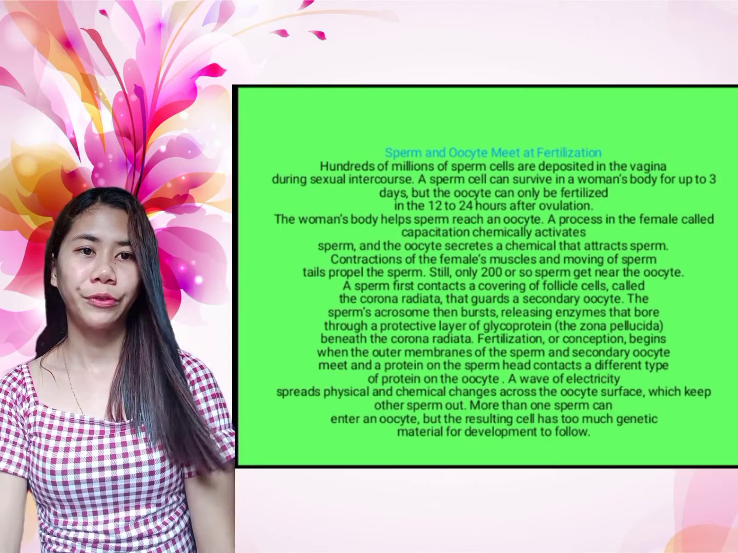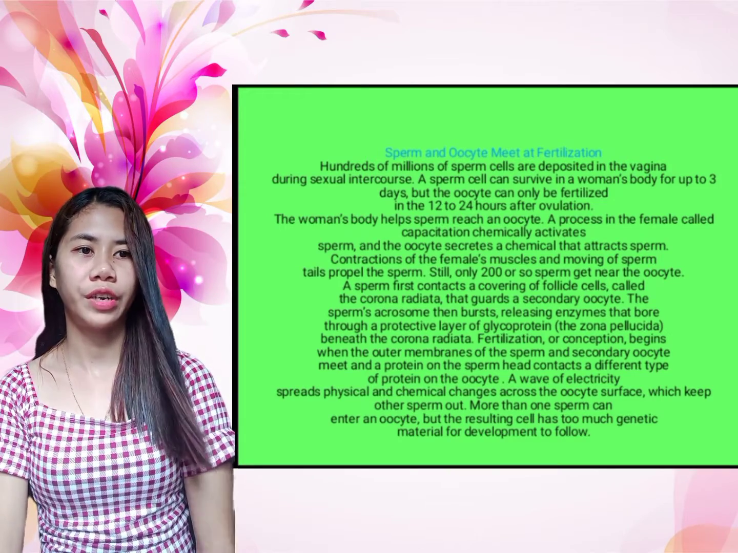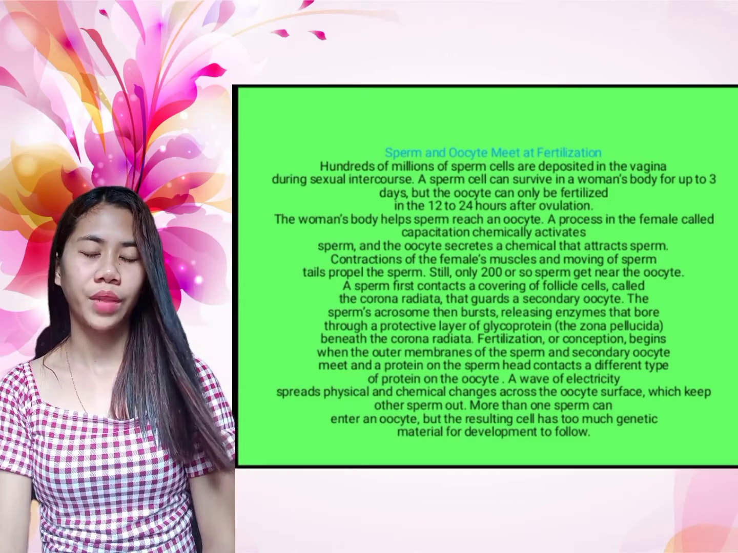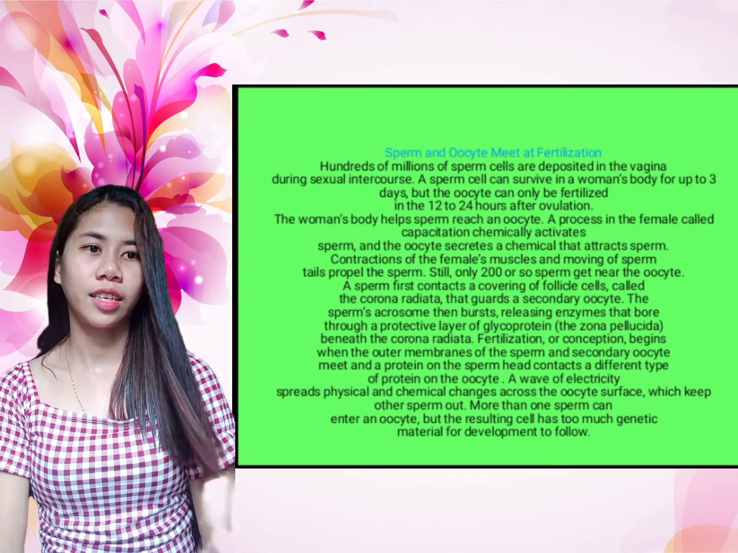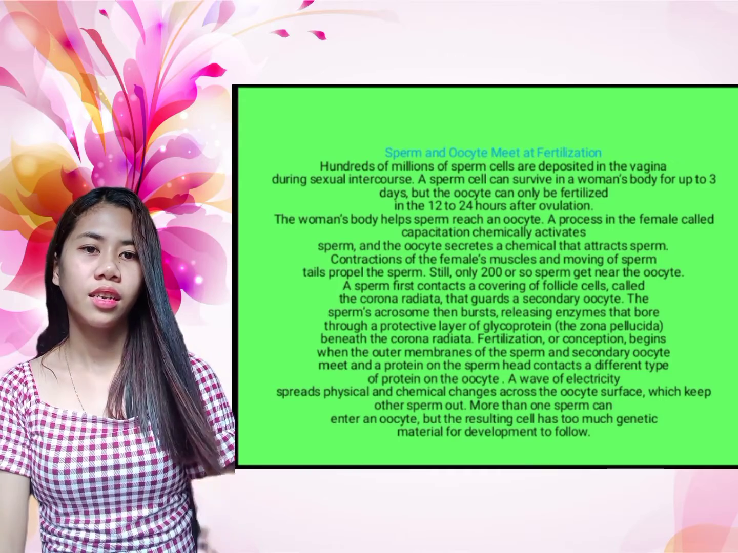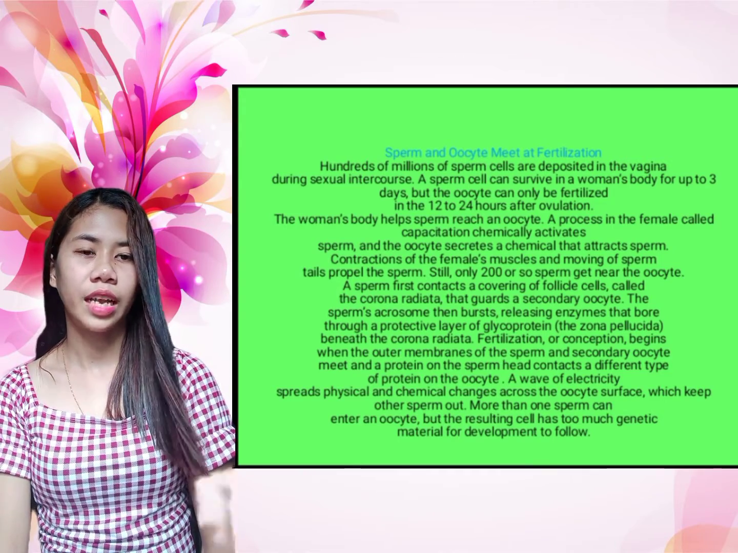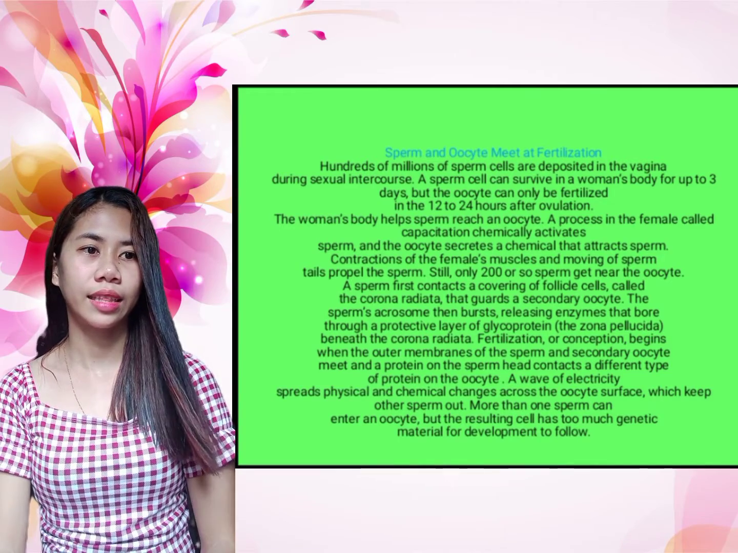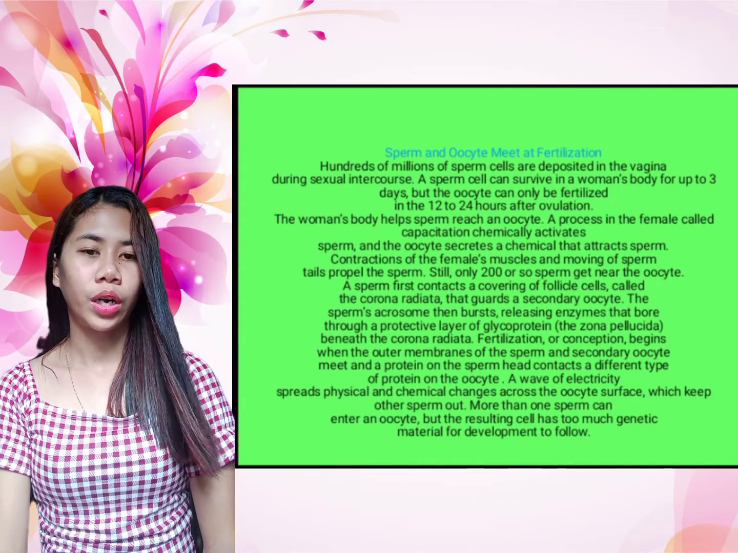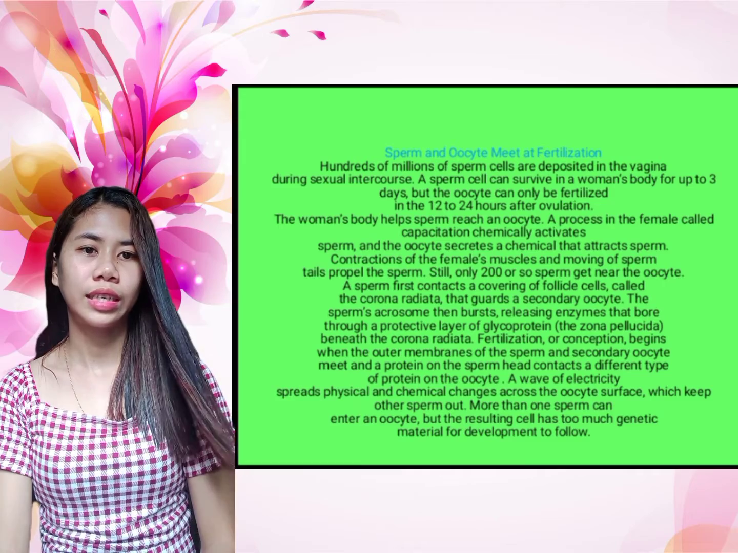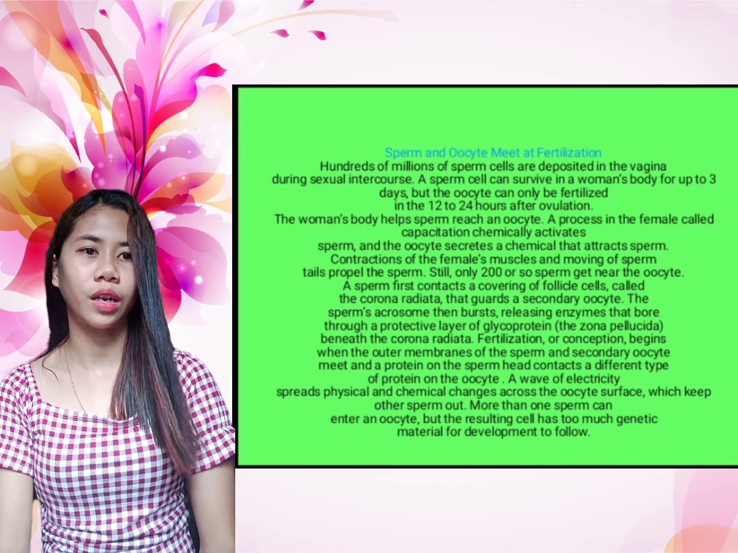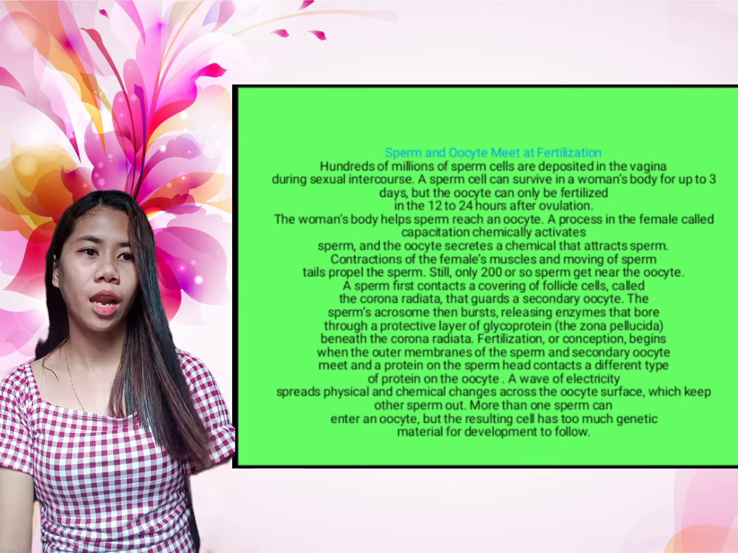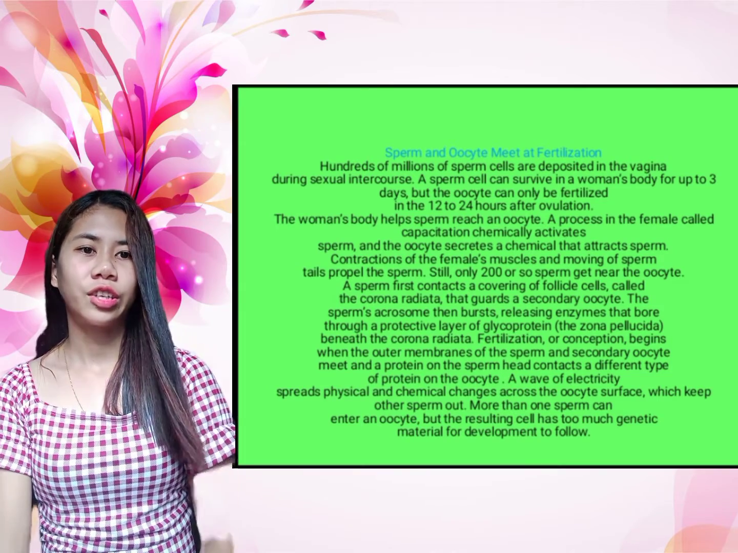A sperm first contacts a covering of follicle cells, called the corona radiata, that guards a secondary oocyte. The sperm acrosome then bursts, releasing enzymes that bore through a protective layer of a glycoprotein, the zona pellucida, beneath the corona radiata.